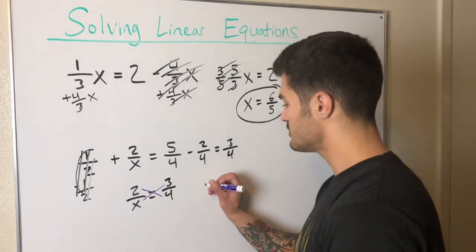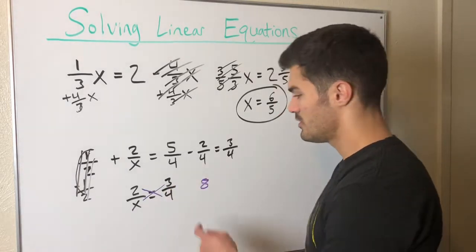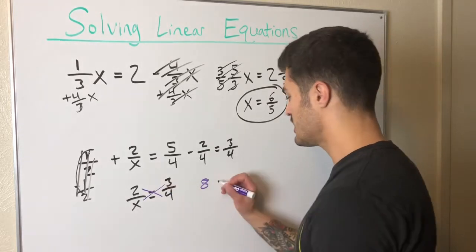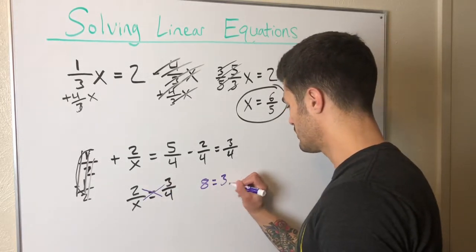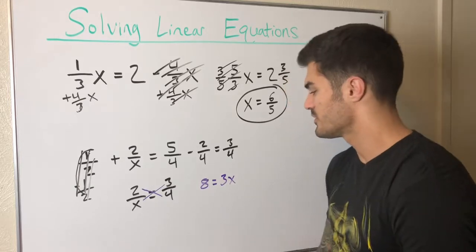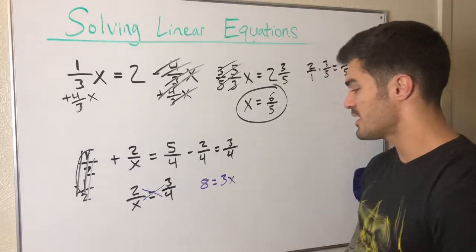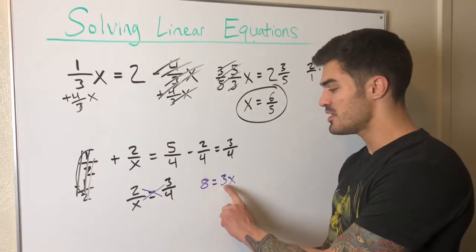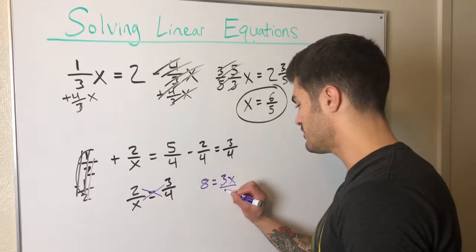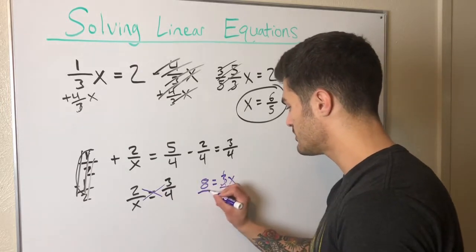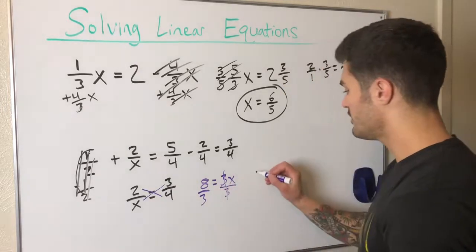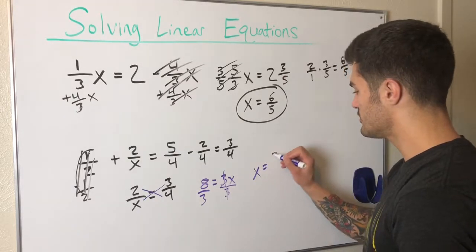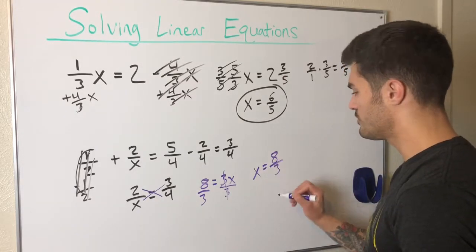2 times 4, that gives me 8. And 3 times x, that's 3x. So now I just need to isolate x. So it's being multiplied by 3. That means I need to divide by 3. So I divide both sides by 3. And my final answer is x equals 8 over 3.